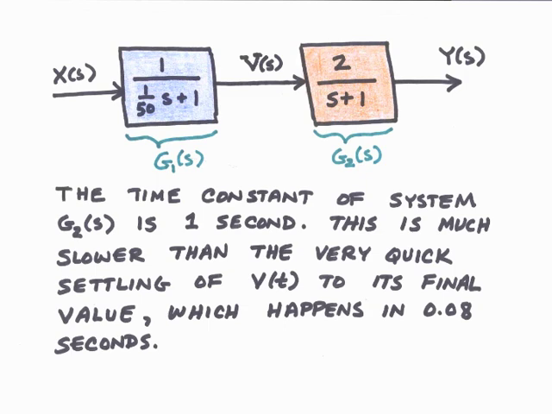So we have this signal v(t), which very quickly rises up to a value of 1, does that in 0.08 seconds, and that v(t) is now going into our second system, G2, and G2 has a time constant of 1 second. So G2 is slow, but its input is rising up quickly. So what will the output of G2 be when v(t) is like this?